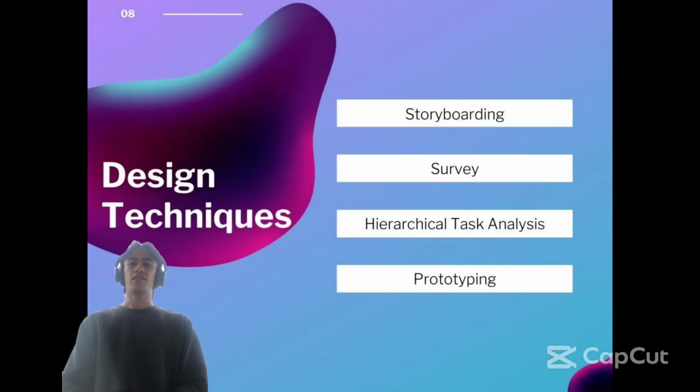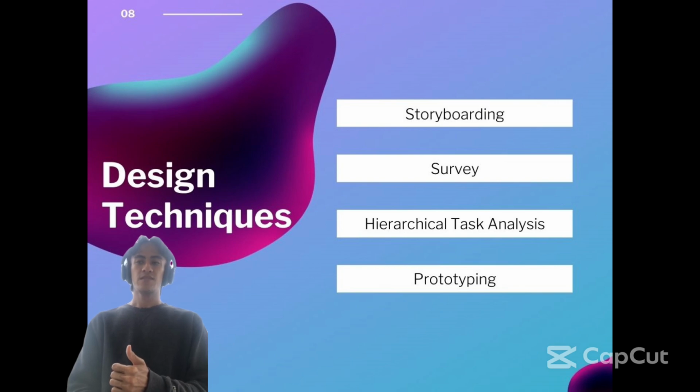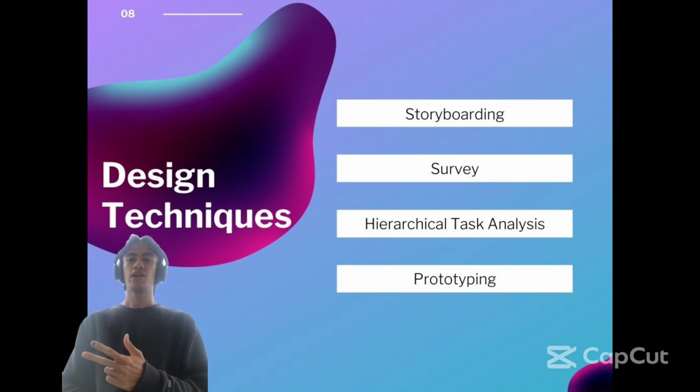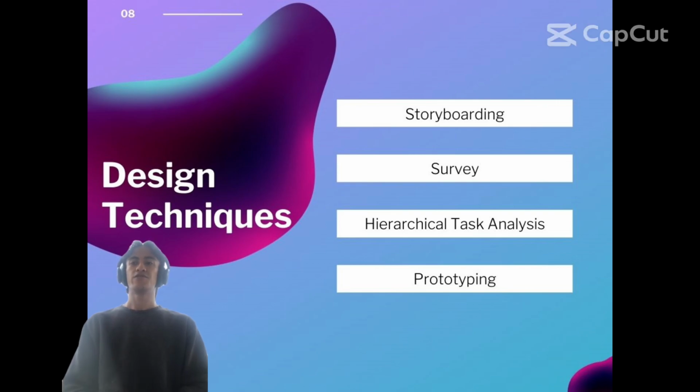So these are the few design techniques that we use in our project. That is, first one, storyboarding. Second one, survey. Third one, hierarchical task analysis or HTA. And the fourth one is prototyping.